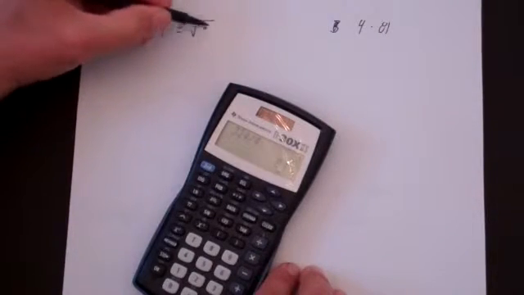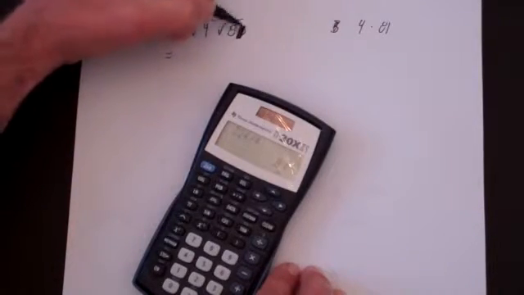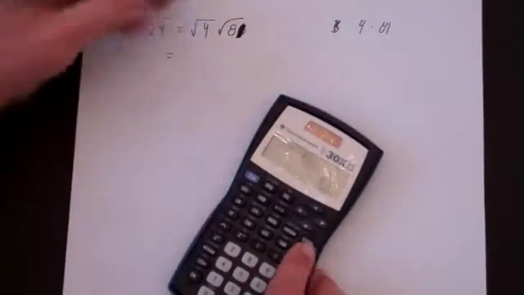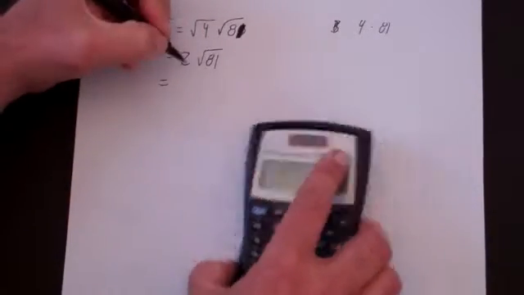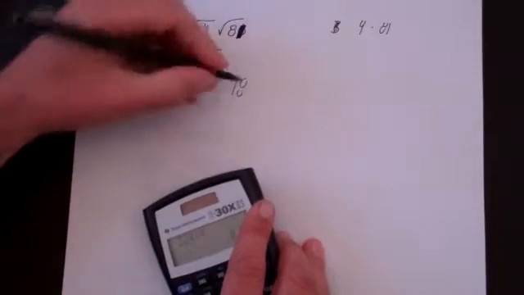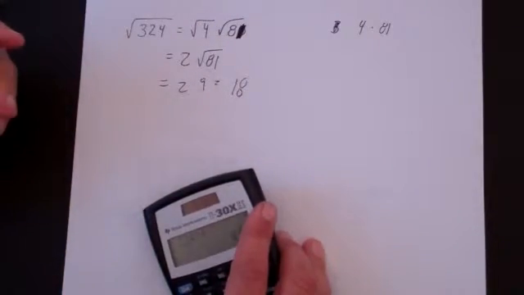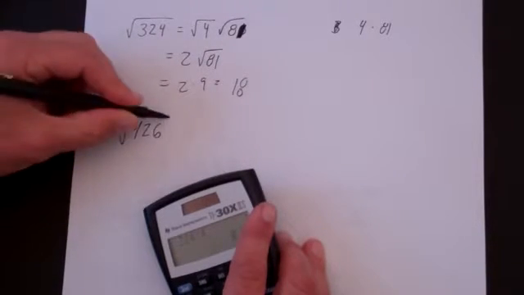So that's square root of 4, square root of 81. Square root of 4 is 2, so that's 2 square root of 81. But square root of 81 is just 9. So that's just 2 times 9, so 18. It turns out that 324 is just 18 squared. I didn't recognize it. Let's look at square root of 426.